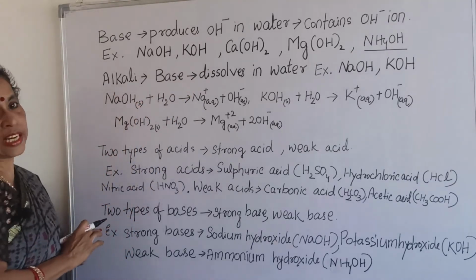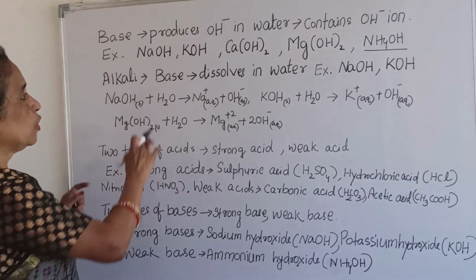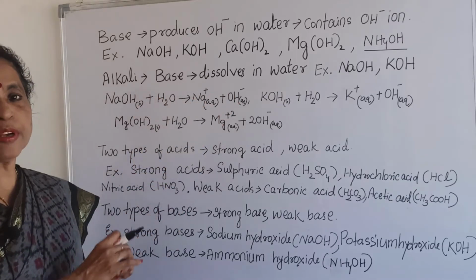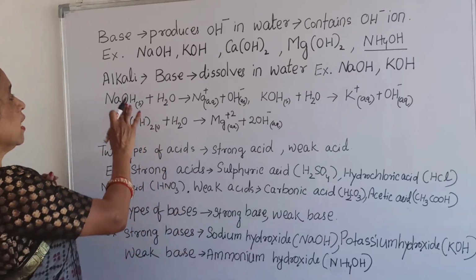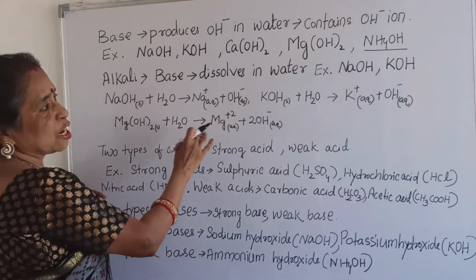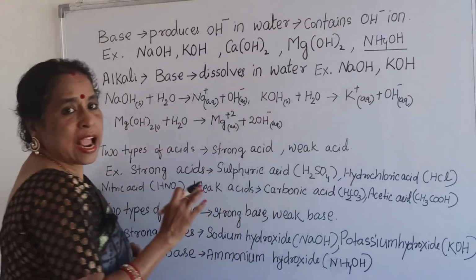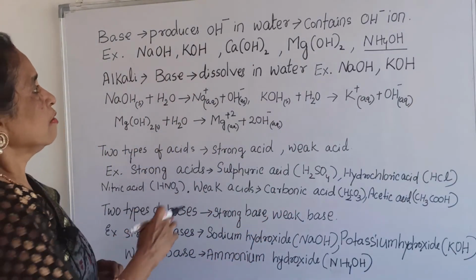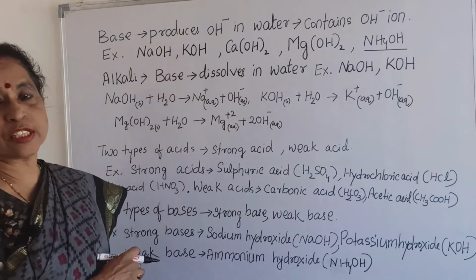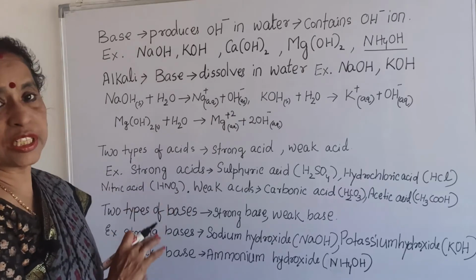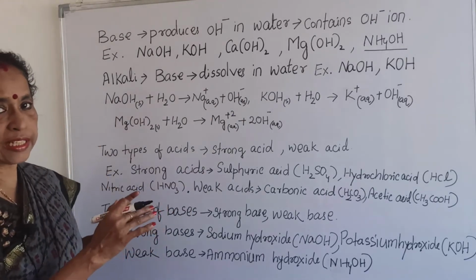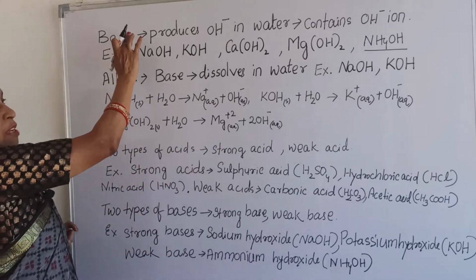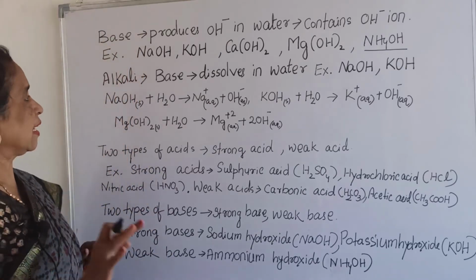Then come to alkali. Alkali is a base we dissolve in water. That means it becomes a solution which is totally soluble in water, then it is called alkali. Example, sodium hydroxide and potassium hydroxide, whereas calcium hydroxide, magnesium hydroxide are not totally soluble in water, so that is only known as base but not alkali. That means alkali is a base, but all bases are not alkali.